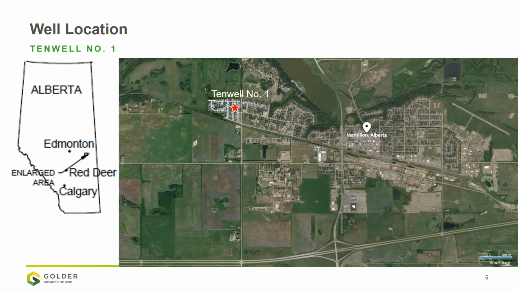So the well is called the 10 well number 1 well. It's located in Vermilion, which is east of Edmonton.